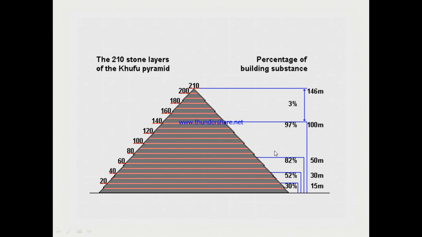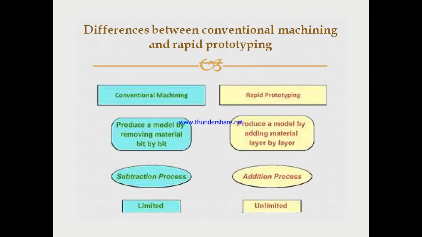So look at this at the initial stage. This is 30%, 52%, 82%. As the height changes, its percentage goes on increasing. And at the last, the 210 stone layers will be completed using this layer by layer technique. At 30%, the work is completed up to this particular bottom part. So, layer by layer completion. So this is the way in the new world the Khufu pyramid can be made by rapid prototyping.